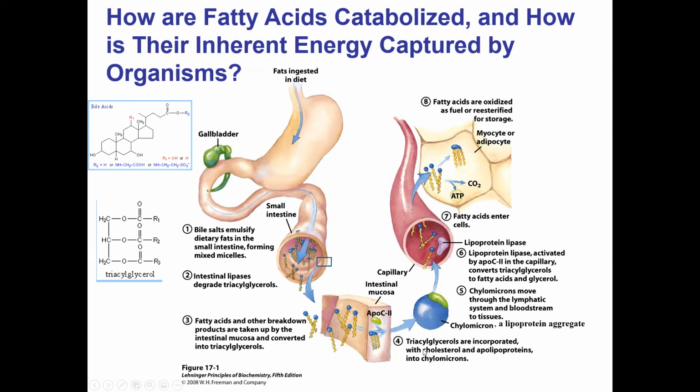So that's what you have. That's step 4. So triacylglycerols are incorporated with cholesterol and certain apolipoproteins. When you say apolipoproteins, it means those lipoproteins are not bound to their cognate ligand. That's what apo is added for. Okay. Anyway, so you can see the chylomicrons. Then what happens is they move through the lymphatic system and blood vessels. Okay. So they roll along in your lymphatic system.